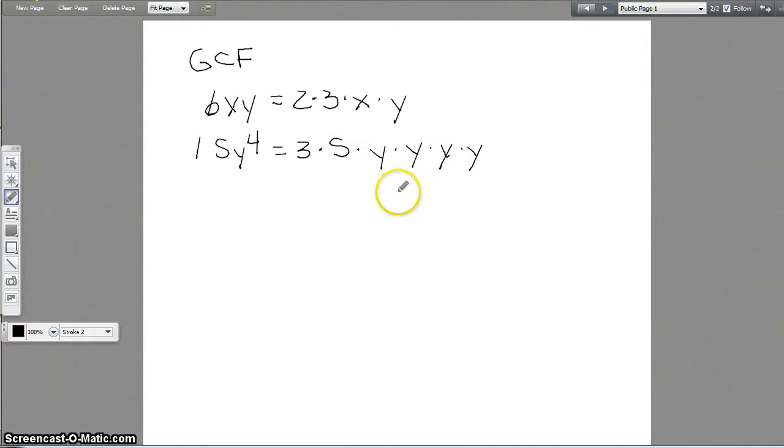So now we look for things that are in both lists. Well, you can see we have a 3 here in both lists. And we have a y here in both lists, and that's the only time we see any factor in both lists. So our greatest common factor for 6xy and 15y to the fourth is going to be 3y.